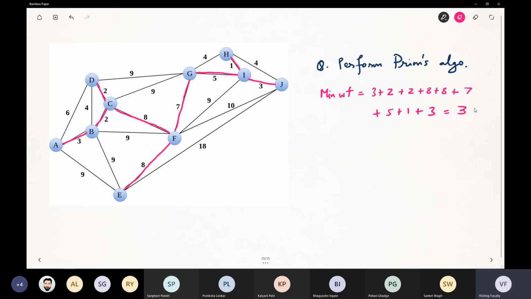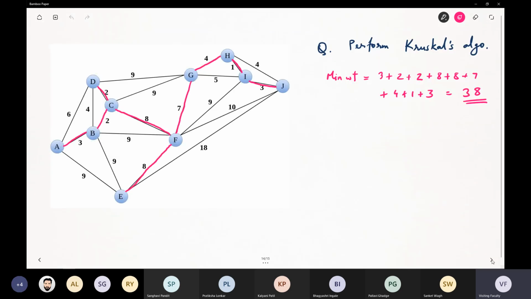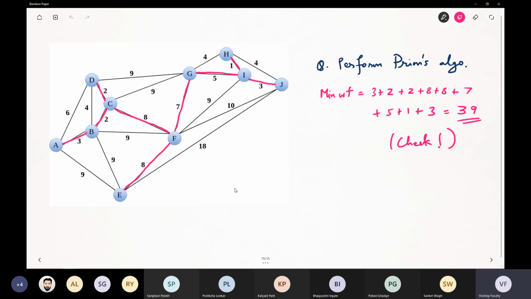Yes, maybe I made a mistake there. Okay, so just check. Either both should be 38 or both should be 39. I might have made a mistake in summing this up. Anyways, just check that. But this is how you will work through Prim's algorithm.